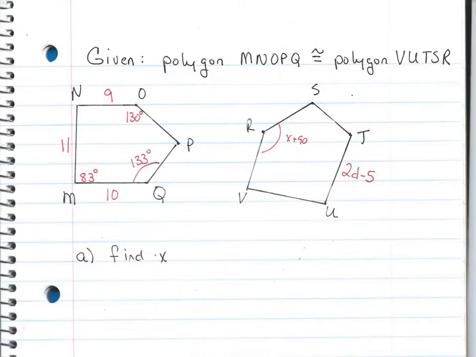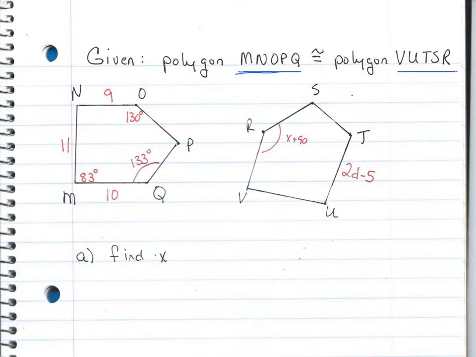Okay, we're going to find some values here. I'm told that polygon MNOPQ is congruent to polygon VUTSR. But notice these pentagons are the same shape, but they're not facing the same direction. So I've got to figure out what's congruent to what. So let's see what we can do. And that's based on how they're given.